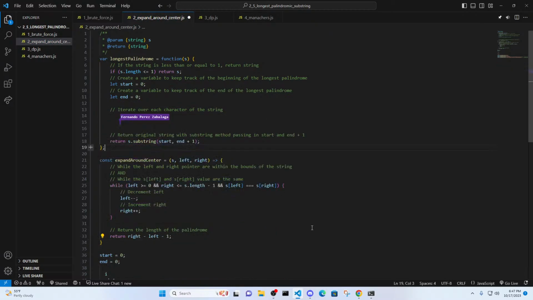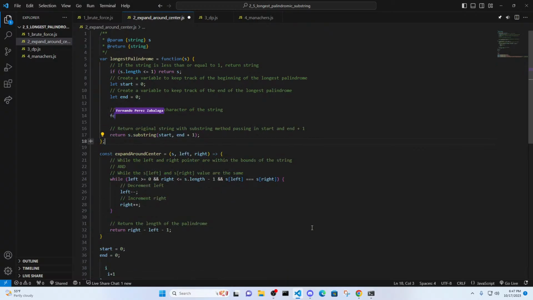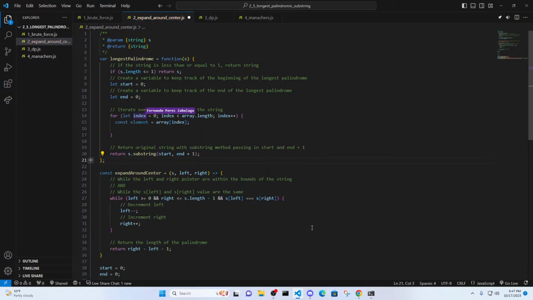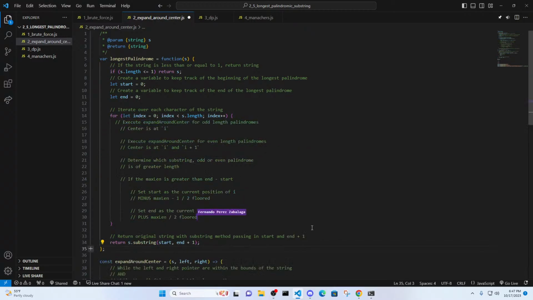I think this one ends up coming out to O of n squared time, O of 1 space. So this one's actually not too bad. From what I heard, this one is accepted by interviewers, the expand around center. Yeah, they'll accept it, because the dynamic programming is less efficient.